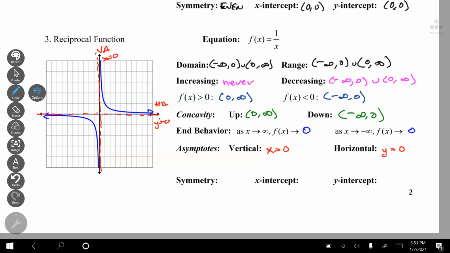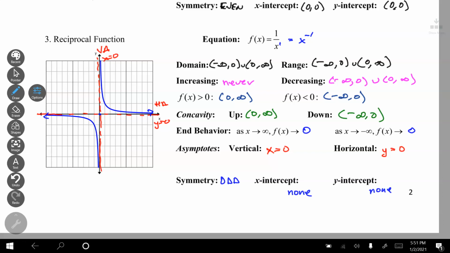My symmetry, well, I can't fold it in half, but if I did spin it 180 degrees, it would be odd. And again, this is 1 over x to the first, or better yet, x to the negative 1. Either way, that is an odd exponent. And for my x-intercepts and y-intercept, right here in the middle, there's no x or y-intercept.